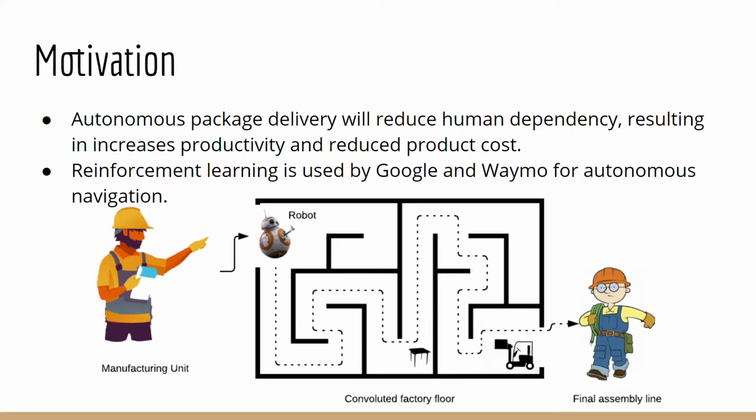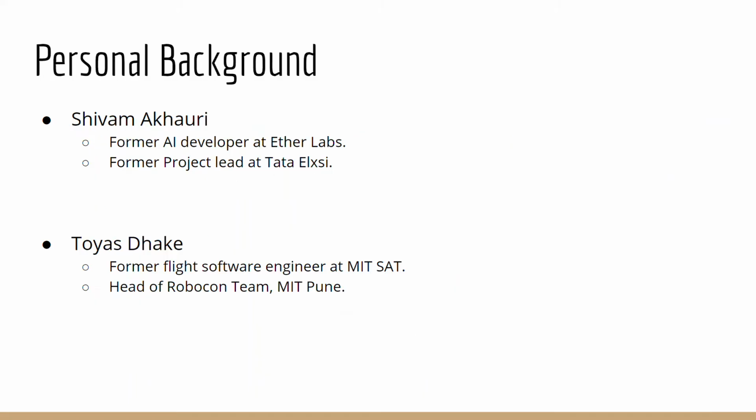So our motivation is to increase automation. We have to reduce dependency on human beings. If we reduce dependency on humans, great things can happen, like an increase in productivity and a reduction in product cost. Another motivation is that reinforcement learning is the future for most AI applications, for example, the implementation by Google for autonomous navigation in self-driving cars. So we took this opportunity to improve our skills in this topic.